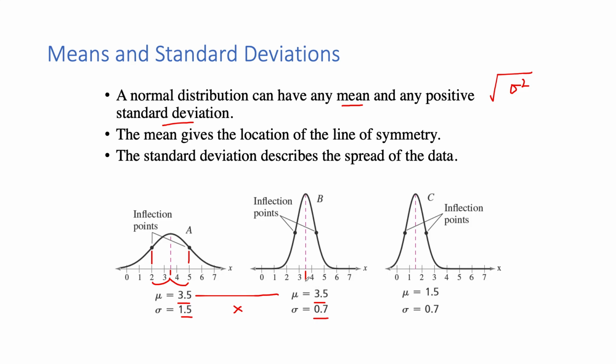So starting at the center, if I want to locate the inflection points, I take one standard deviation step to the left. So 3.5 minus 0.7, that's 2.8. So the inflection point on the left is located at 2.8. And starting from the mean, I take one standard deviation step to the right, which means 3.5 plus 0.7, that's 4.2. That's where the other inflection point is located.